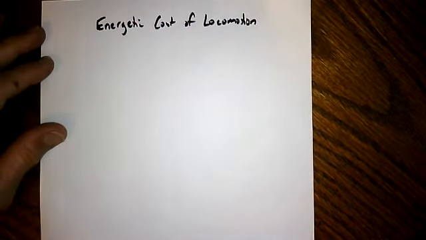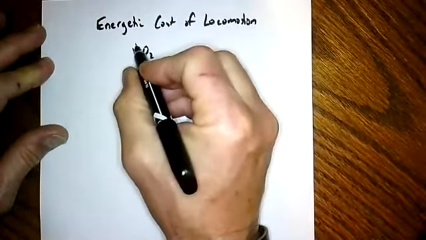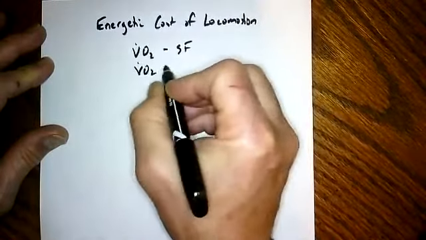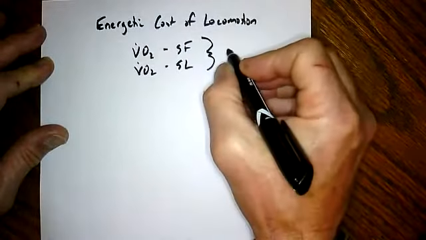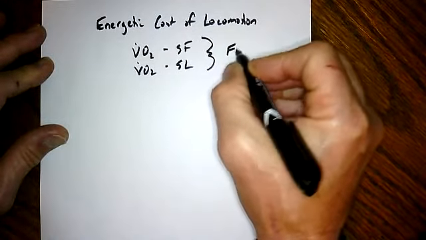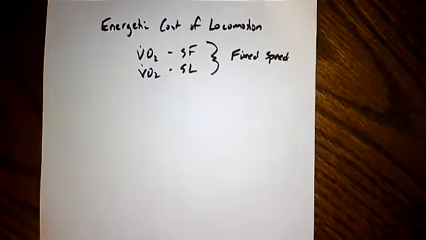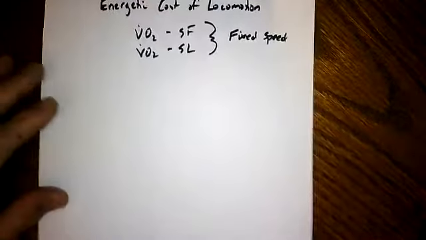Okay, I wanted to give a little bit more detail on energetic cost of locomotion, in particular, the relationship between VO2 rate and stride frequency. Now, I could also do VO2 and stride length. And what's important to recognize is this relationship is at a fixed speed. It's often a subtle detail that is not really considered when looking at some of these data.